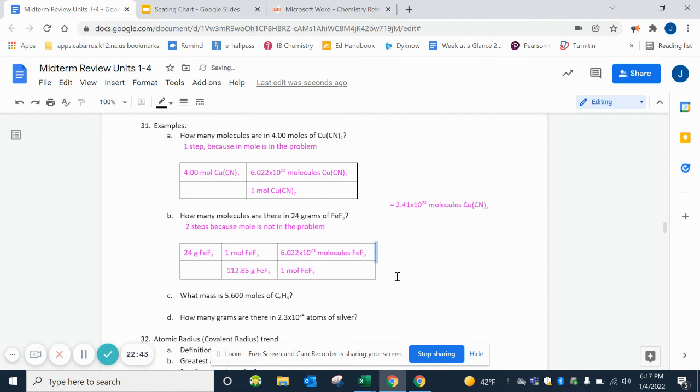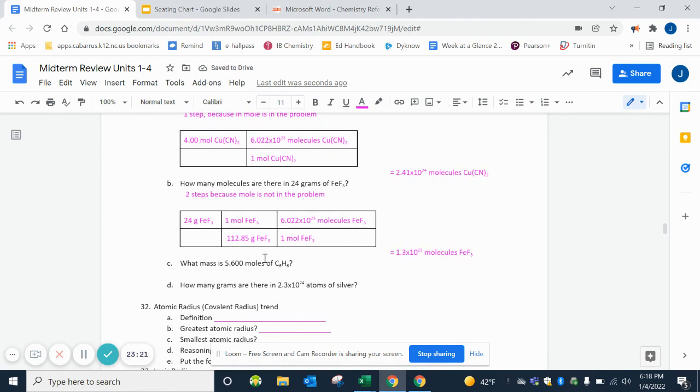So we're going to multiply and divide away. So we would say 24 divided by 112.85 times 6.022 special button 23. We want 2 significant figures this time, so we would say 1.3. And then don't forget to look at that times 10 at the end of the number. And we would have times 10 to the 23rd molecules of FeF3. All right, I'm not going to do the other 2 problems. They're very similar to these 2.